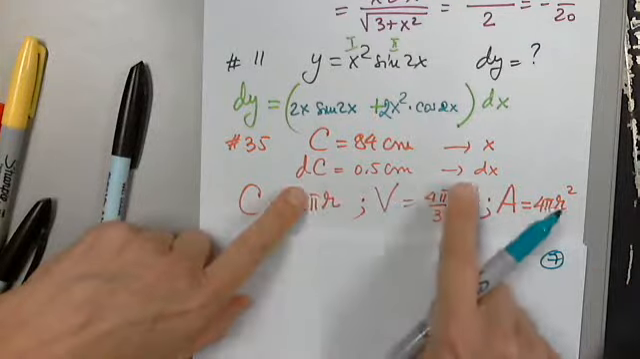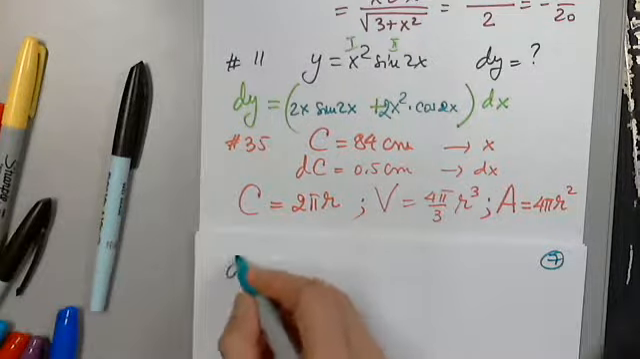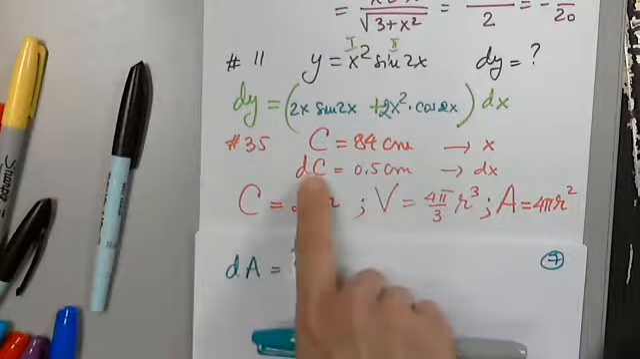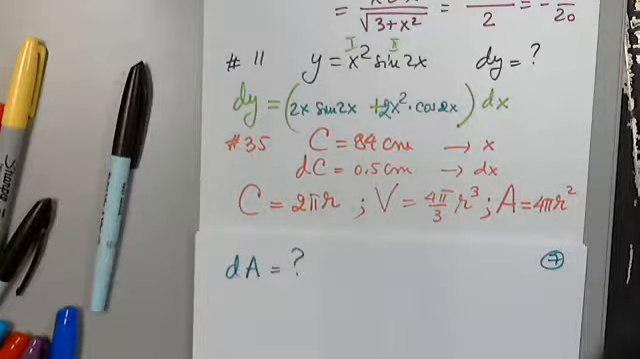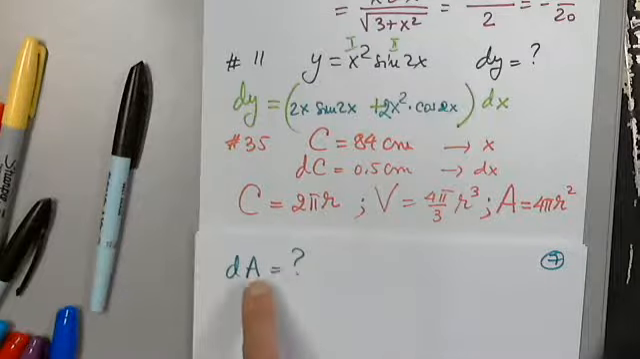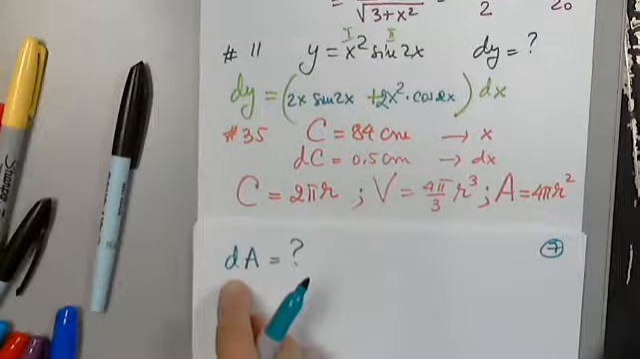So if the error, yes, I'm asked to find dA. So dA is the error in the area triggered by an error in the circumference. So if this is dx, then this will be dy. Okay, so let's start. We have the surface area, and we want to differentiate it, but we want to find its differential.